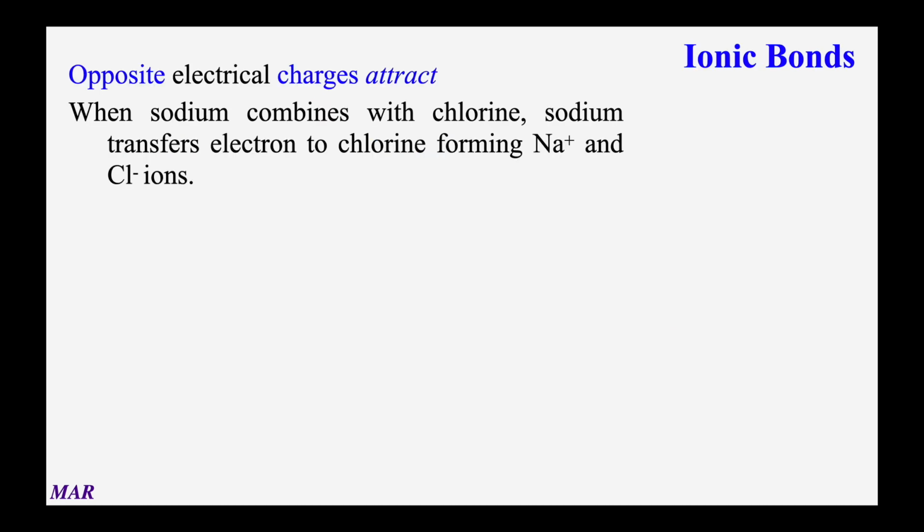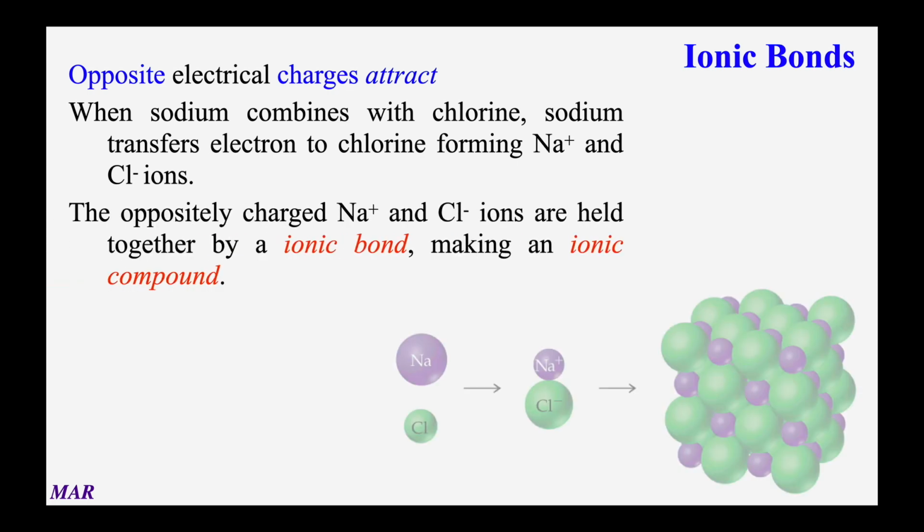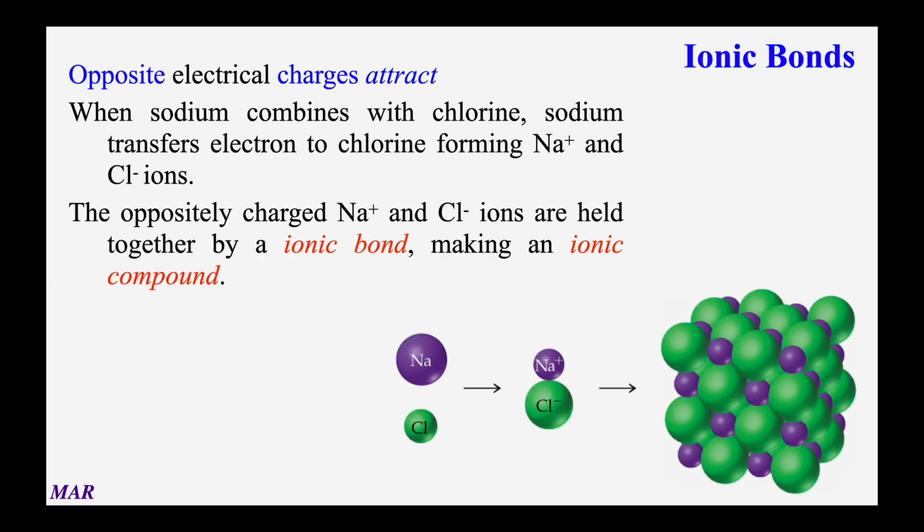Opposite electrical charges attract. So when you have a positive sodium and a negative chloride ion, there's going to be a pretty strong attraction right there. And that is called an ionic bond. So an ionic compound is just a compound where the glue, if you will, that holds the atoms together comes from the attraction between positives and negatives. So in this case, sodium chloride is that.